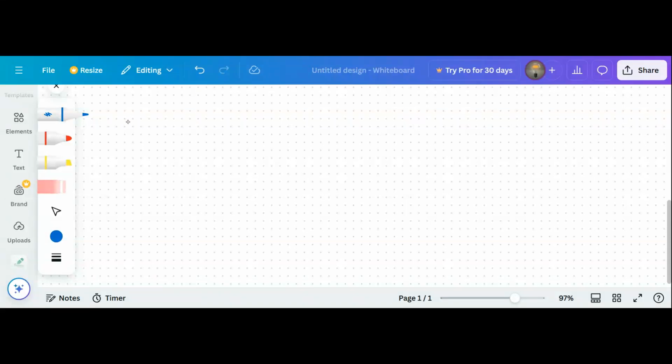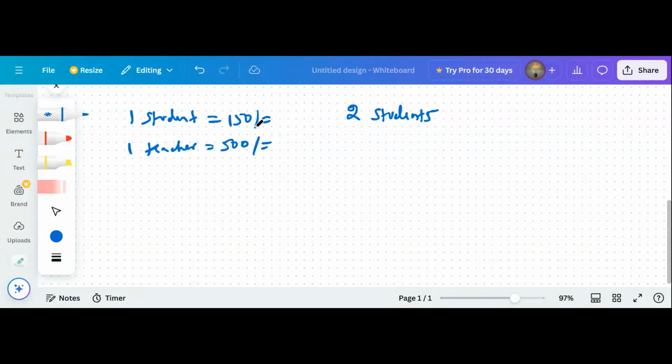Let's say, for example, one student is giving 150 and one teacher is giving 500. In the question they have said one student is giving 150, one teacher is giving 500. Let's say there are two students. How much money would they give? One student would give 150, so for two students, 150 into 2 would be 300.